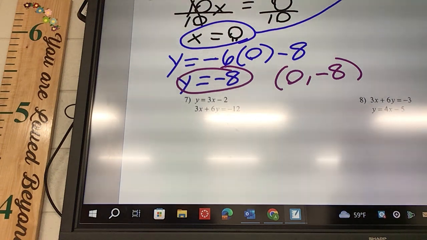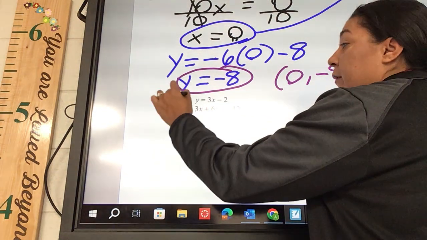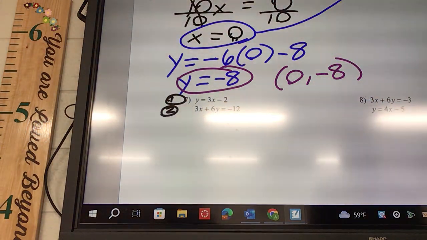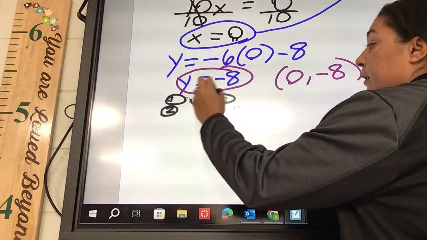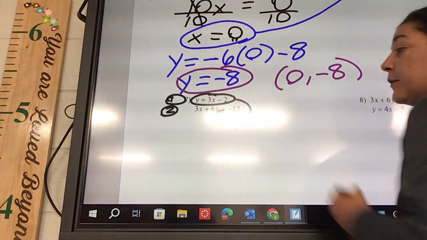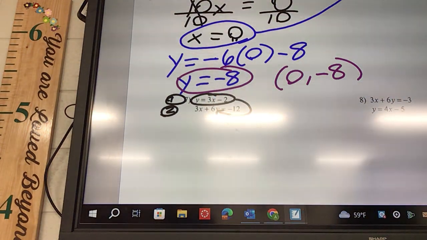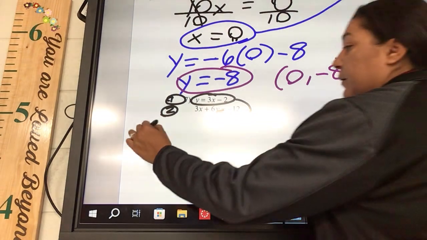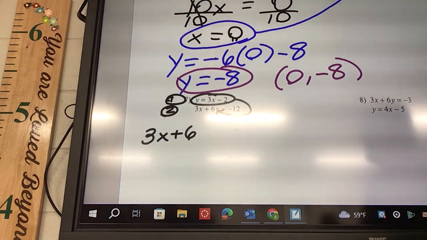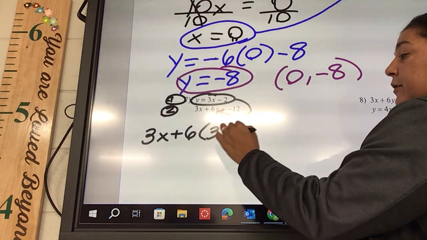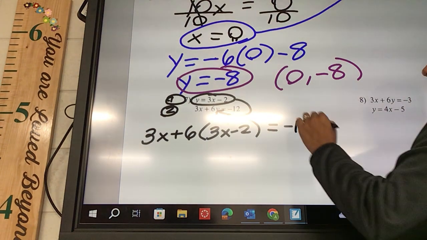Okay, last one, look at number 7. We're going to say equation 1 and equation 2. Which equation are we going to circle? Equation 1, because that's the one that says y equals. So we're going to circle this one, and we're going to plug it into the y on the other one. So we get 3x plus 6. Instead of y, what am I writing? 3x minus 2 equals negative 12.